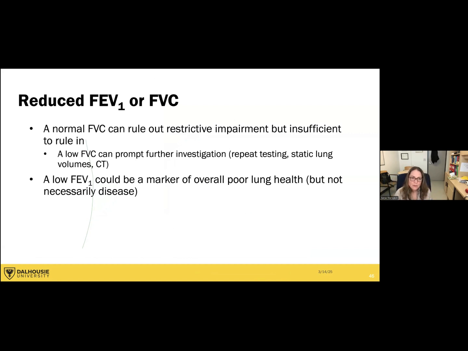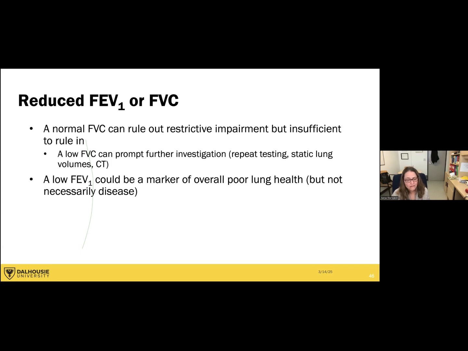And so again, remembering that an isolated reduction in FEV1 or FVC is helpful in ruling out restrictive impairment, but insufficient to rule in a particular restrictive disease. And a low FEV1 can tell us a lot of things. A low FEV1 is actually the single best predictor of all-cause mortality, of cardiovascular mortality.